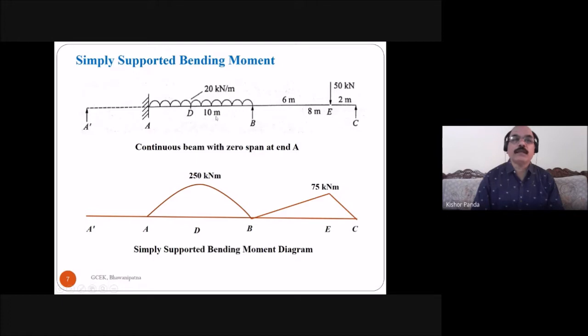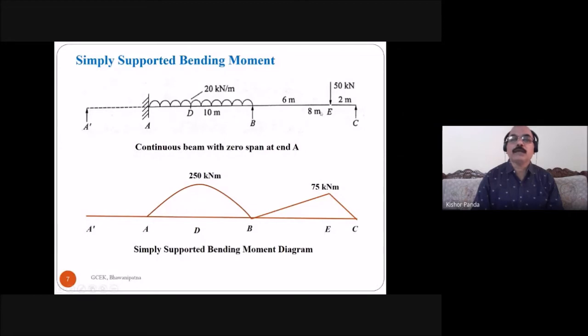So 20 into 10 square by 8 is equal to 250 kilonewton meter. This is the maximum positive moment of the span AB. And here, how will you find the maximum ordinate, the maximum positive moment?